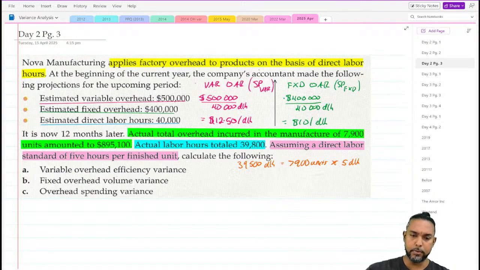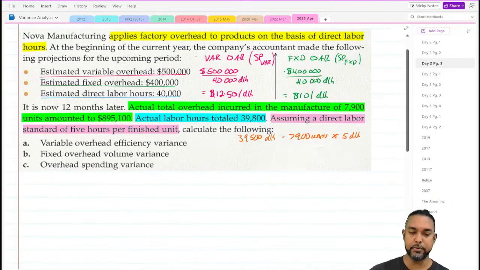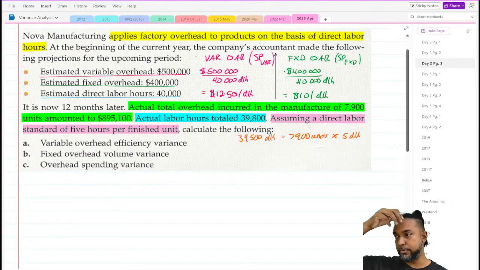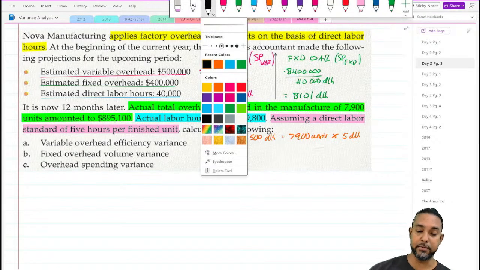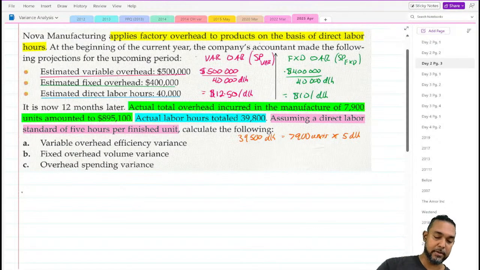Yeah, okay, cool. So what we want to do is not do it in the sequence that they're asking for it there. We want to do it in our sequence, right? Now, if you feel like you want to deviate from the plan and do your own thing, all well and good. I'm going to start with the overhead spending variance.